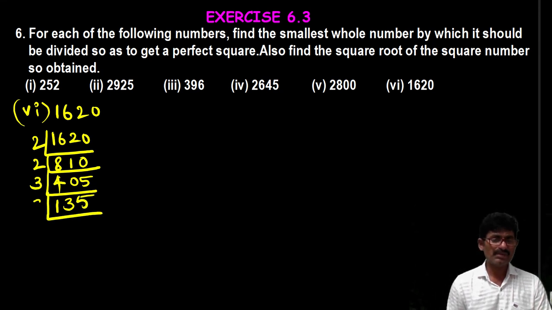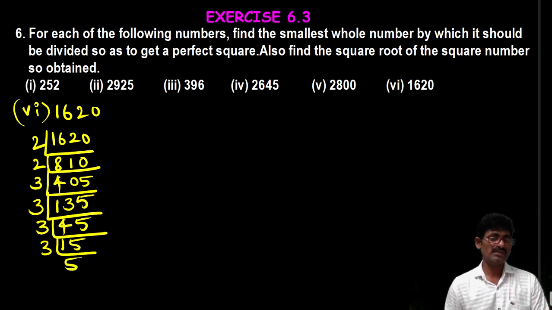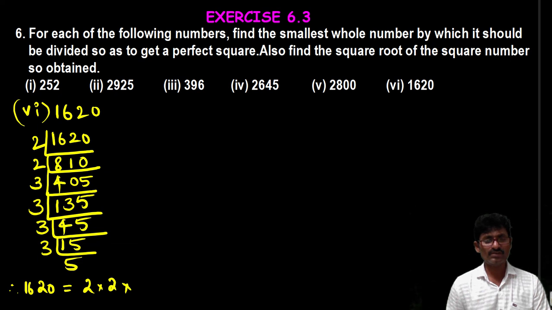Then again divide this one by 3. So 3 times 4 is 12. Then 1 will be remaining, 15. 3 times 5 is 15. Again divide by 3. So 3 times 1 is 3 and 3 times 5 is 15. So therefore 1620 equal to, write all these prime factors: 2 into 2 into 3 into 3 into 3 into 3 into 5.